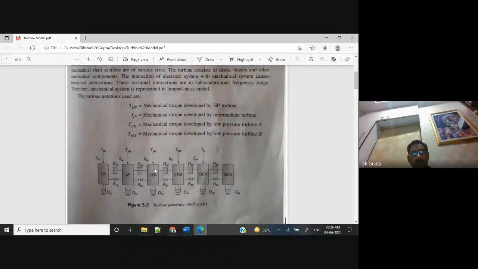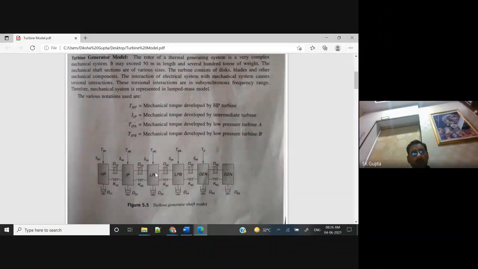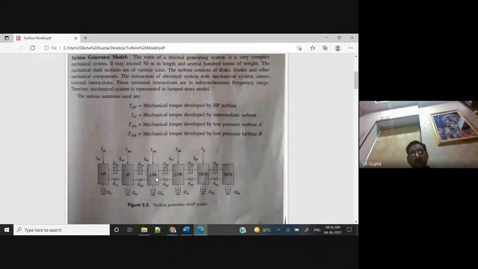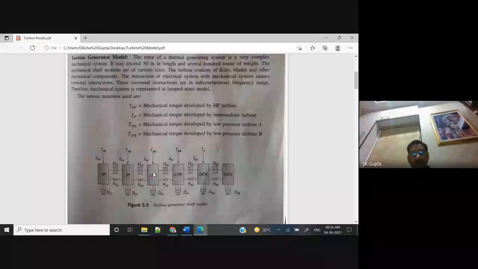So this angle, it will be m d square delta 3 by dt square plus d delta 3 by dt plus k delta 3 is equal to the force applied, TM3 applied. But the speed of this is not independent. If it is independent, not connected with the shaft, then this equation is okay.